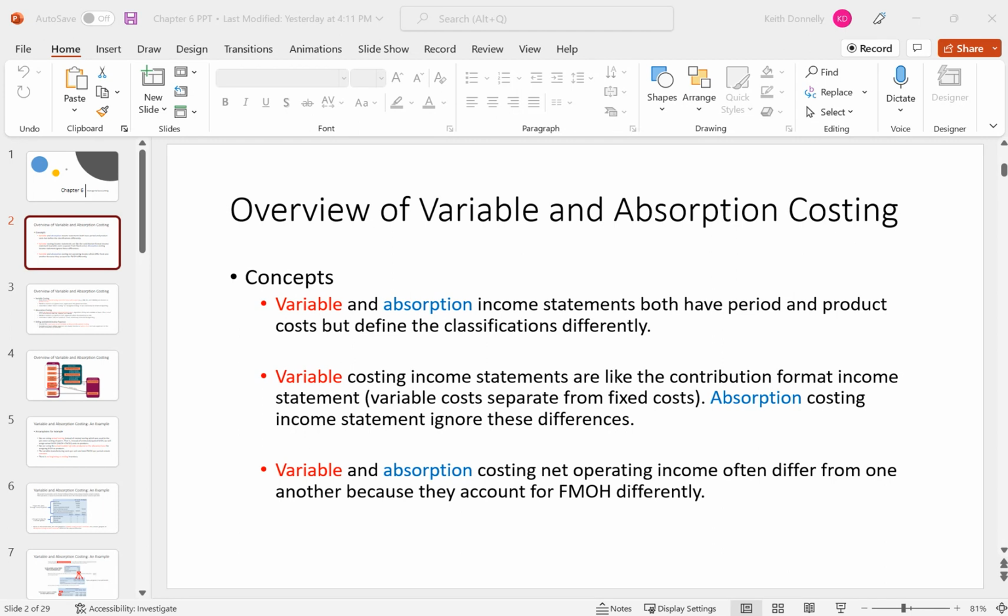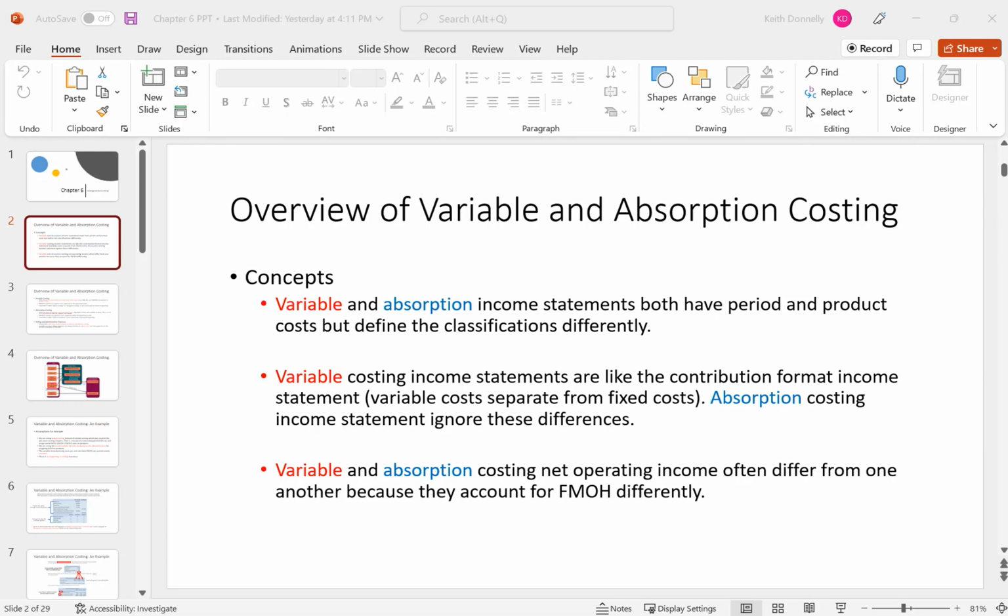Likewise, variable costing income statements are going to follow the contribution format income statement. We've seen the contribution format before. You're going to have your sales minus your variable costs, which gives you your contribution margin. Afterwards, you're going to back out your fixed expenses. So it separates and breaks out your variable and fixed costs under variable costing.